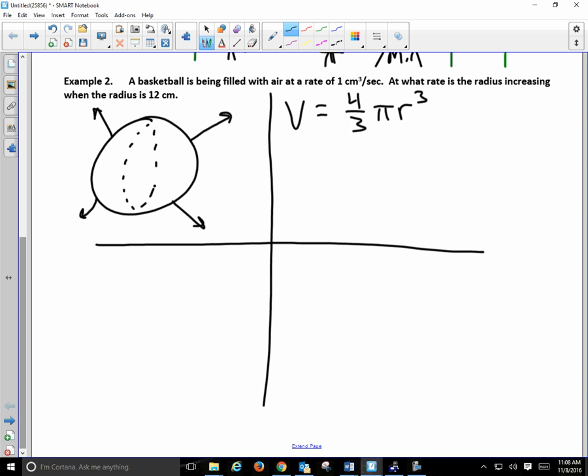So what givens do we have? What are we given? The radius is 12. What else are we given? V prime is 1. Those are 2 things we're given. What are we trying to find? R prime. When we take this derivative, will we come up with an r prime? Yeah, we will. So let's take the derivative with respect to time.